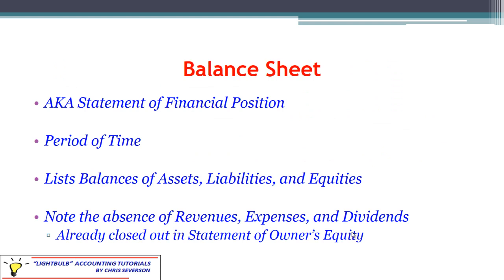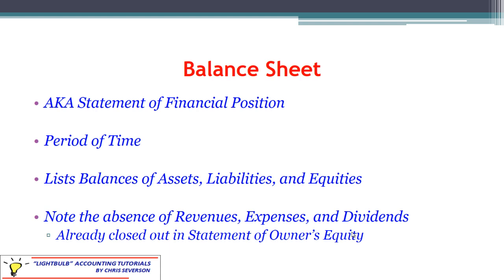This leads us to the balance sheet. This is sometimes referred to as the statement of financial position because it shows the financial position of a company as far as their assets, liabilities, and equity. This one is actually for a point in time, so this is the one statement that is not for a period. The income statement and the statement of retained earnings are all for periods of time. The balance sheet is a point in time.